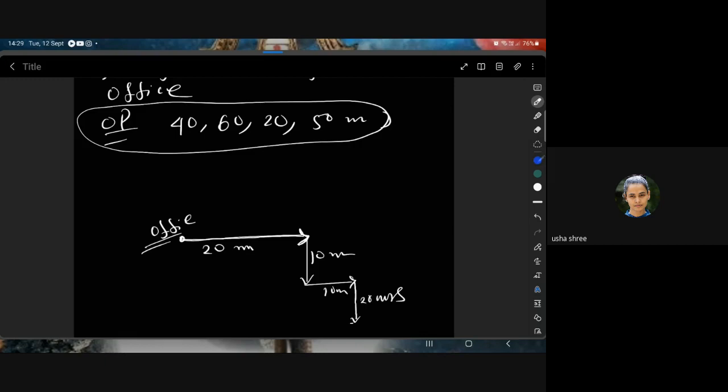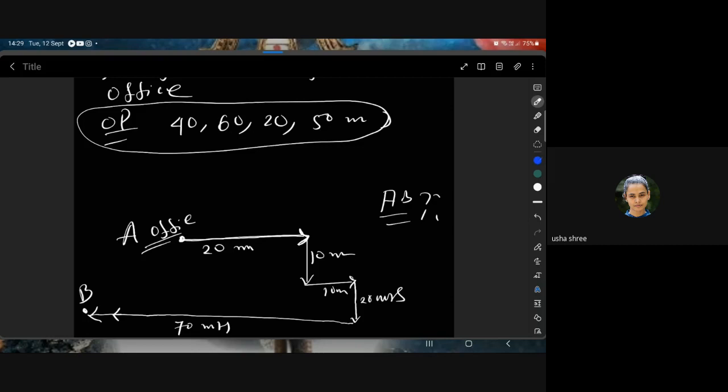So right means this side, west. Okay, 70 meter. Now they have asked you how far is he from his office. This is his office and this is his final point, where he has reached. Suppose this is A and this is B. They have asked you to find the distance of A and B. Have you understood the diagram first?